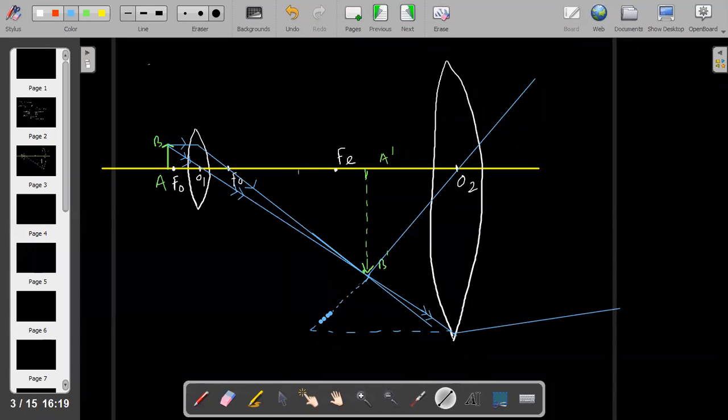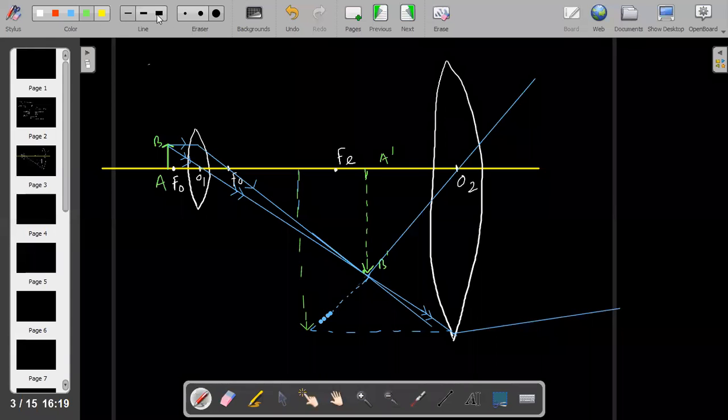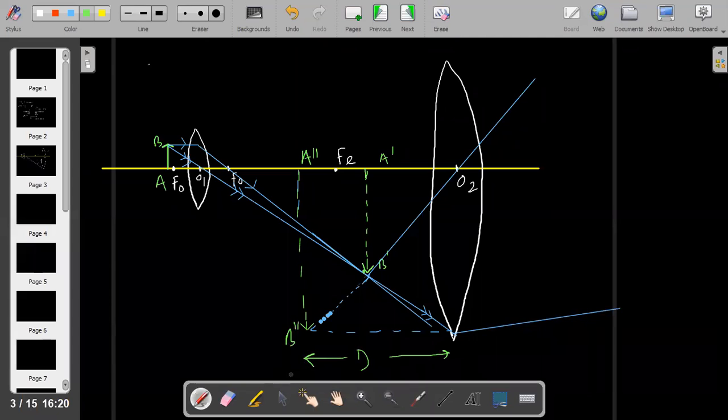This is the final image. At D, the final image is obtained, which is very large. A dash B dash, A double dash B double dash is the final image. This is D. D is the distance of least distant vision.